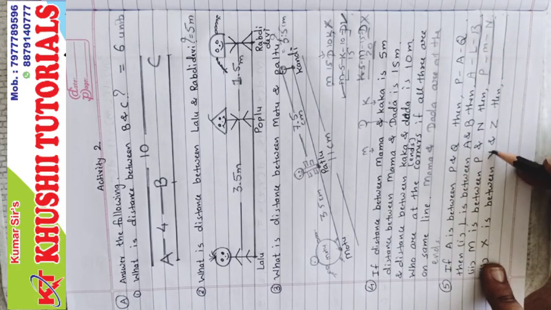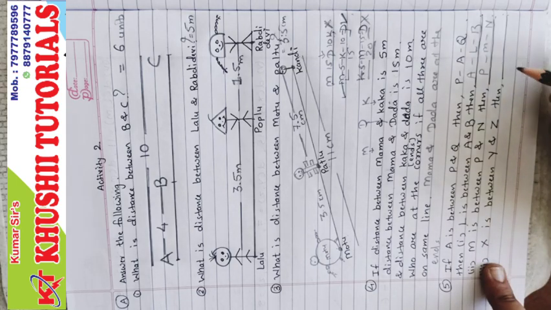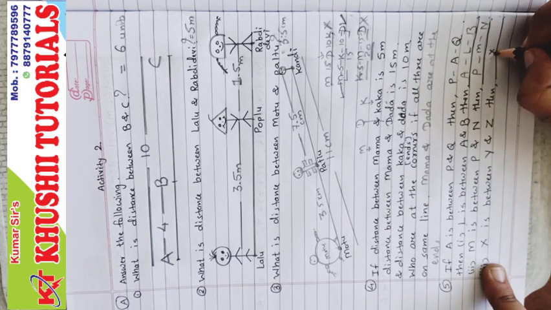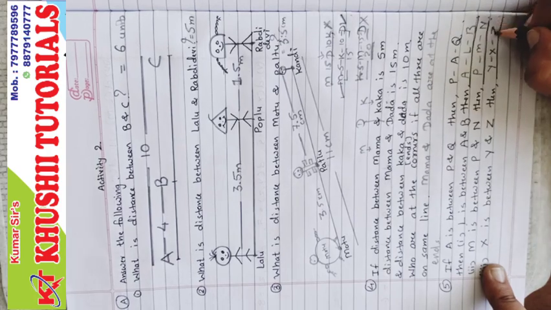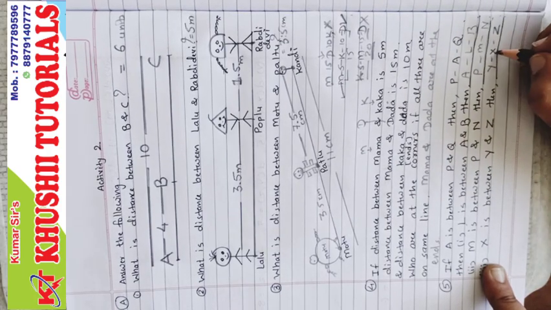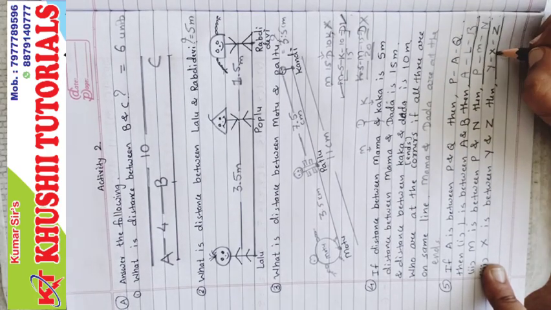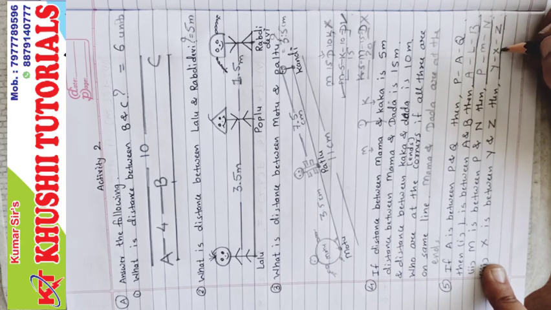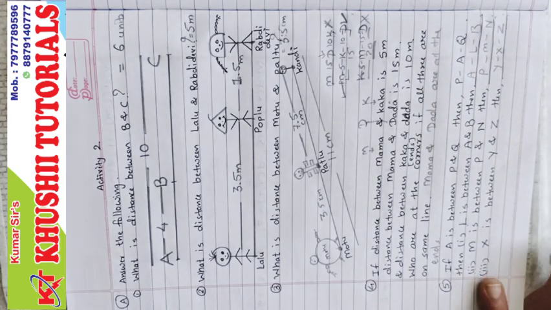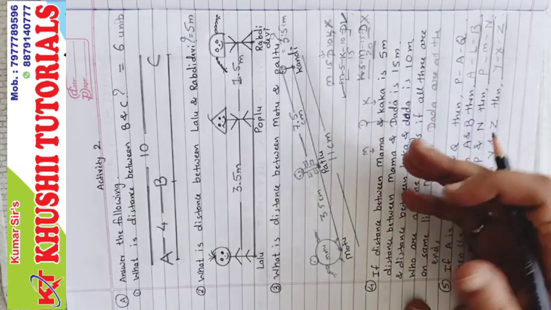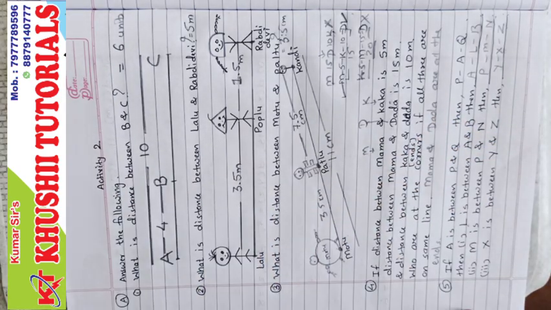X is between Y and Z. X will come in between Y and Z. You can write Y dash X dash Z or Z dash X dash Y. Both answers are right. Hope you understood this activity too, because the next terms are dependent on activity 2.